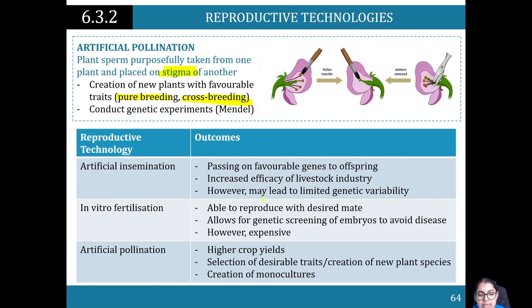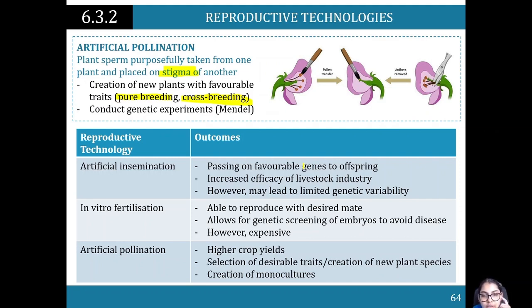Now, putting it all together, here are the outcomes. Artificial insemination leads to the passing on of favorable traits and genes to the offspring, and increased efficacy of the livestock industry, however, it can lead to limited genetic variability. In vitro fertilization is able to reproduce with a desired mate and allows for genetic screening of embryos to avoid disease, however, it is expensive.